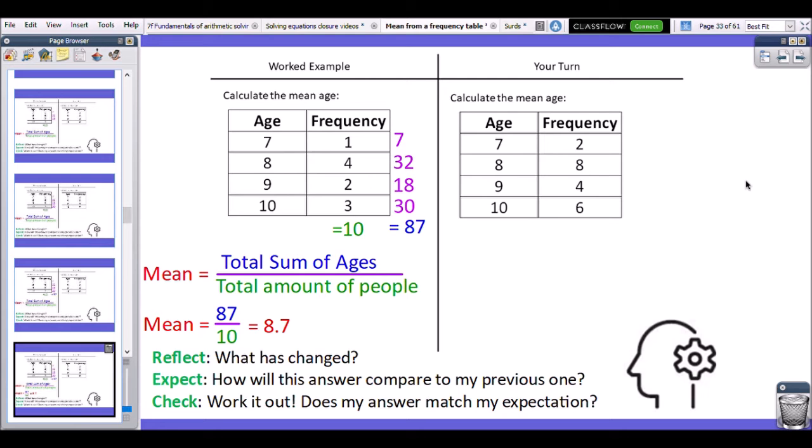Please can you pause the video and have a go at this question, and please use your best books. This should take you 2 or 3 minutes. So pause the video now, and when you're ready for your solution, unpause the video.